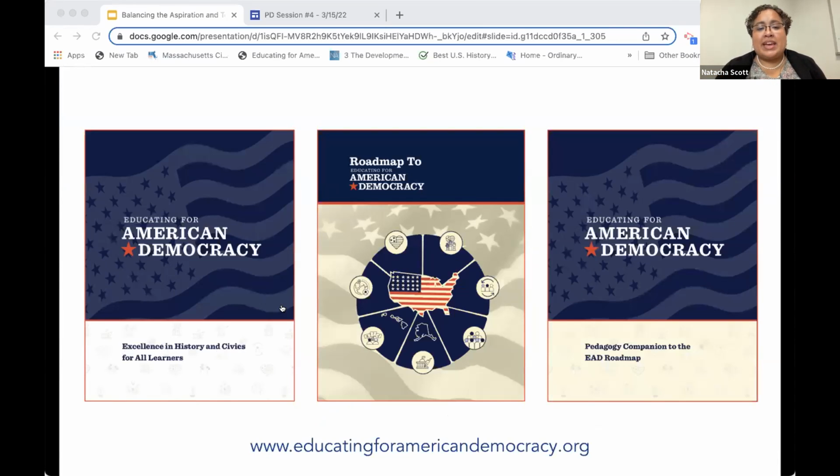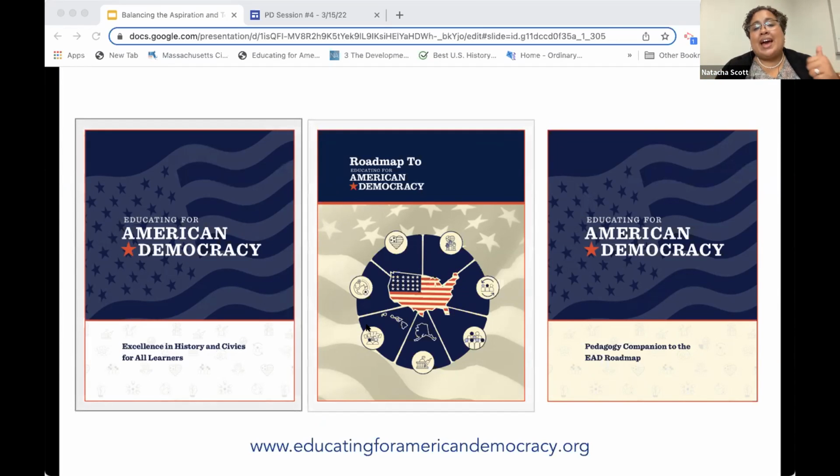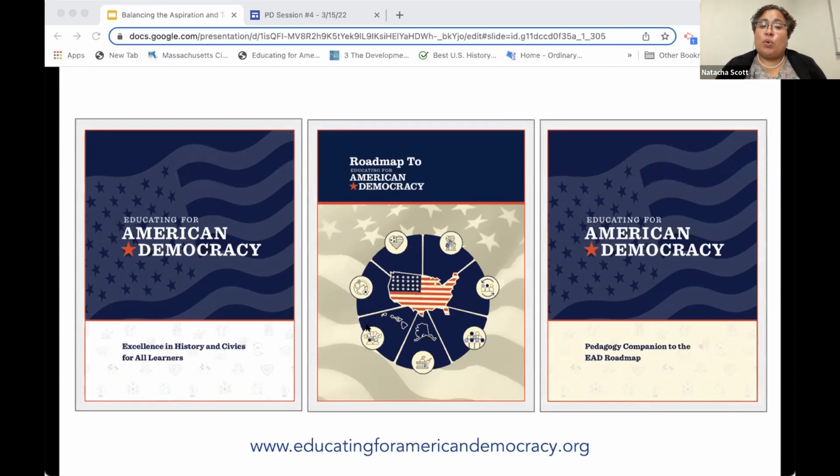When we talk about EAD, you'll also see that we have 3 core documents. We have our EAD report. The EAD report contains the theory, rationale, and approach to the roadmap. The EAD roadmap itself contains 7 themes across 4 grade levels. And then finally, we have our pedagogy companion, which describes the 6 core pedagogical principles.